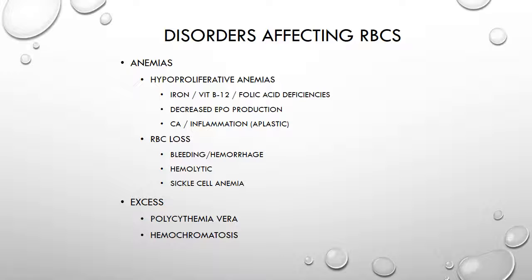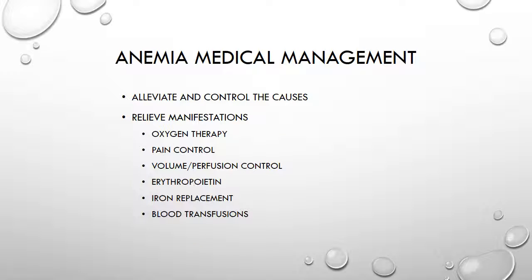Another disease process or disorder that affects red blood cells, and basically too much iron in the body, is hemochromatosis. This is a genetic condition in which the body absorbs too much iron from the GI tract, and therefore we have too much iron in the body itself.